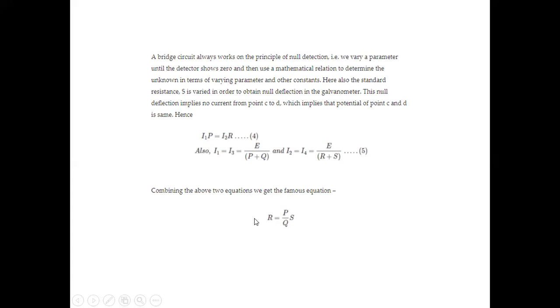The value of R is the unknown value. P upon Q is a ratio resistance, which means P upon Q is given as a ratio. Suppose P/Q is equal to 1:2, or P is equal to 10 and Q is equal to 2 times of P. This is your ratio resistance.